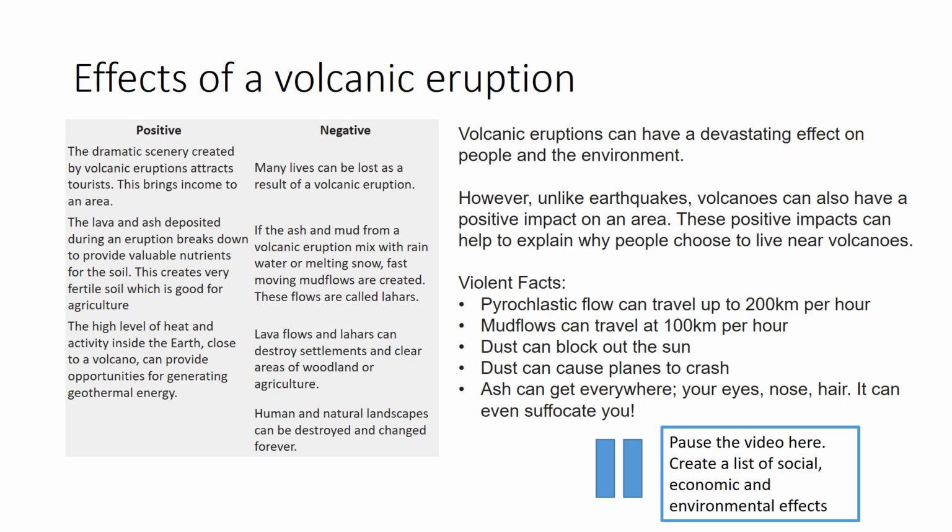If the ash and mud from a volcanic eruption mix with rainwater or melting snow, fast-moving mud flows can be created. And these flows are called lahars. Lava flows and lahars can destroy settlements and clear areas of woodland or agriculture. It can have a big effect on habitats and wildlife. Human and natural landscapes can be destroyed and changed forever.